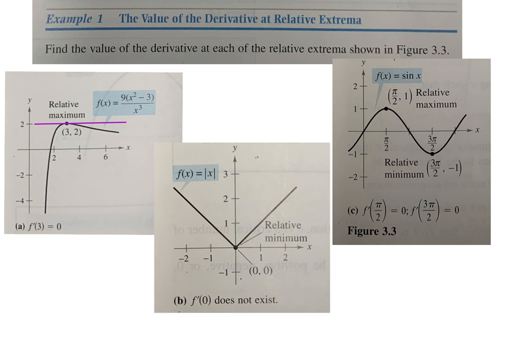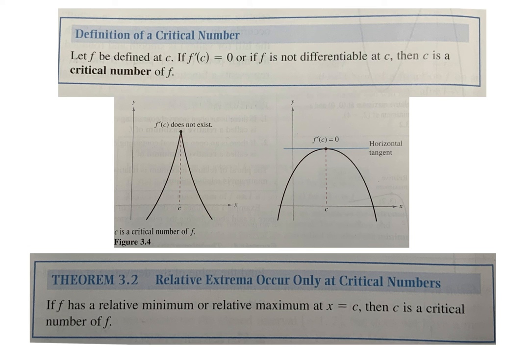And these are what they call critical numbers. Definition of critical number: let f be defined at c. So we want it to be defined there. We're not going to have a vertical asymptote there, something like that.